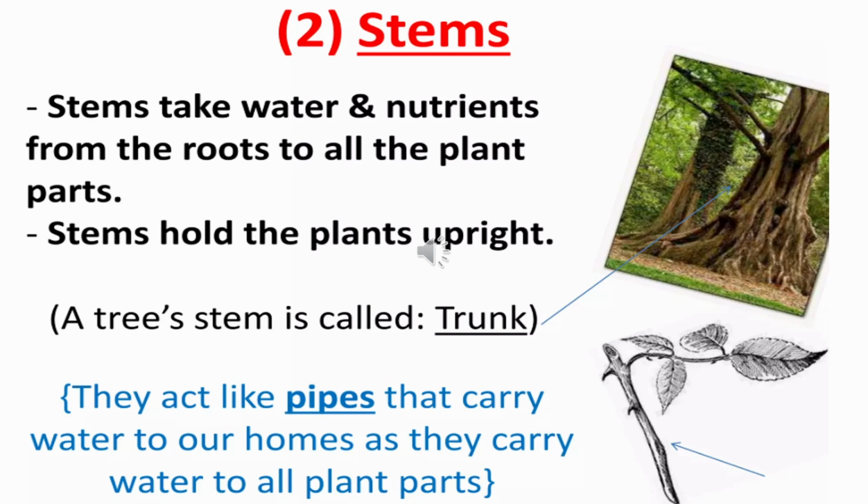The next part of a plant is the stems. Stems take water and nutrients from the roots to all parts of the plant. The main function of the stem is to make sure the plants stand upright. A tree's stem is called a trunk. They actually act like pipes, to carry the water to every part of the plant. For example, to the fruits, to the leaves, and to the flowers.